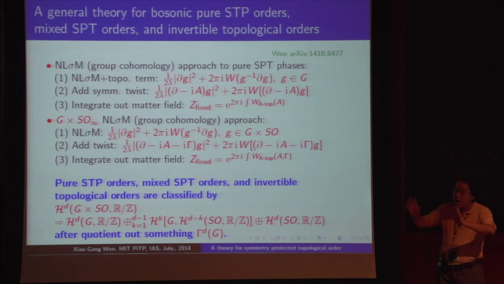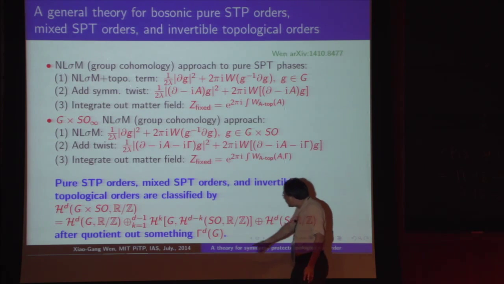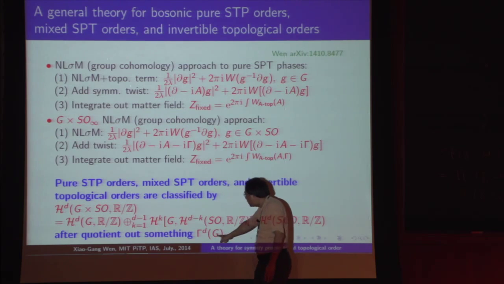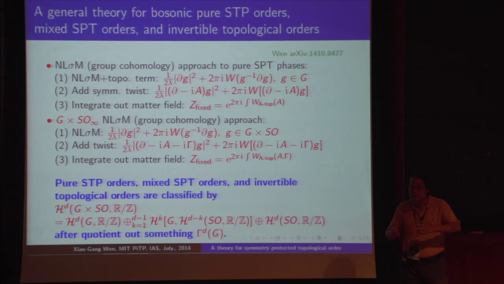If we could have an arbitrary SO bundle over space-time to probe it, then we could probe everything. But we are limited by the tangent bundle, only a particular SO thing. Only because our probes are limited, we can only probe certain things. So there are certain subgroups of this that cannot be probed, so that should be quotiented out. One needs some kind of algebraic topology consideration to see which can be probed and which cannot.